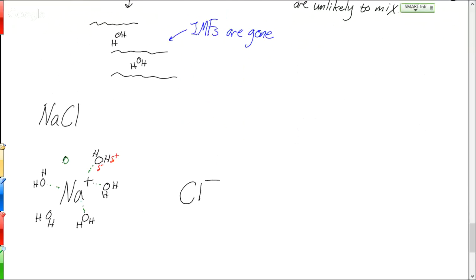In fact, I'm drawing it as a circle, but it's really a sphere that goes all the way around the ion. And then there's more kind of branching from there to other water molecules.